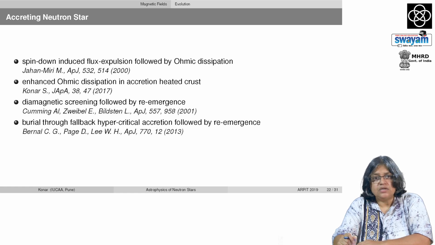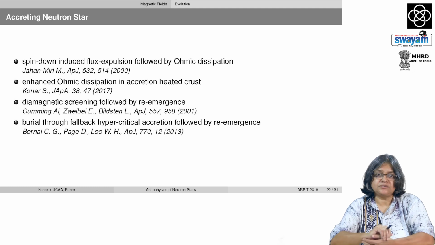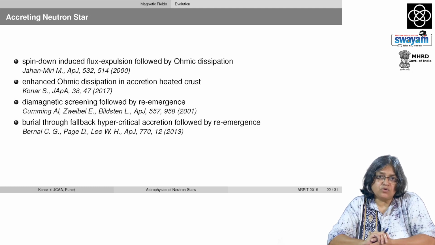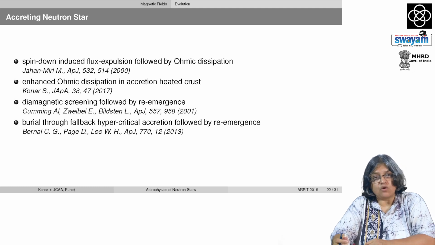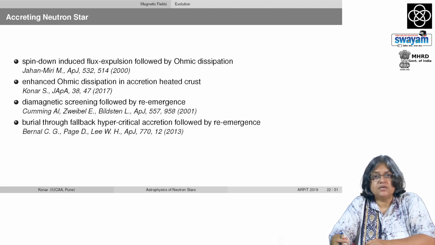Before that, let us talk about the accreting neutron stars. In an accreting neutron star, what can happen is, as long as the neutron star does not have active accretion onto its surface, it is undergoing secular spin down, and there could be spin down induced flux expulsion. After that, it would be followed by ohmic dissipation.